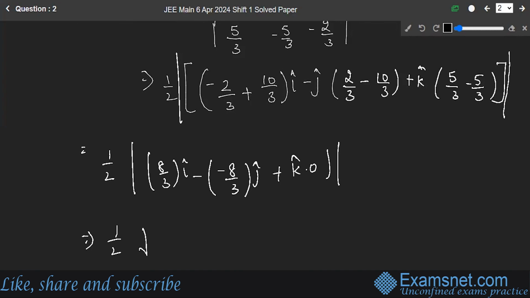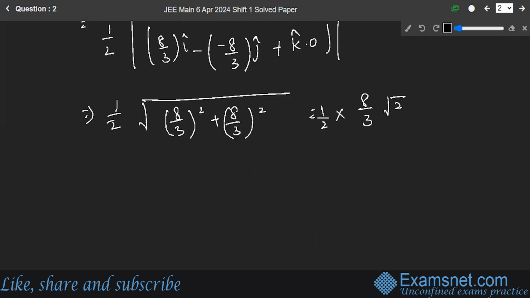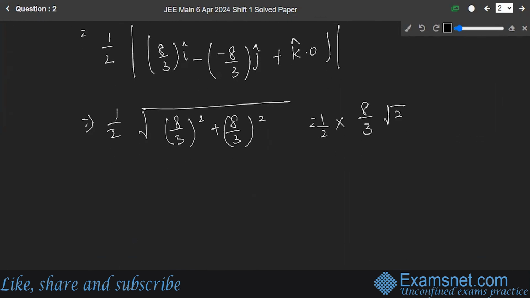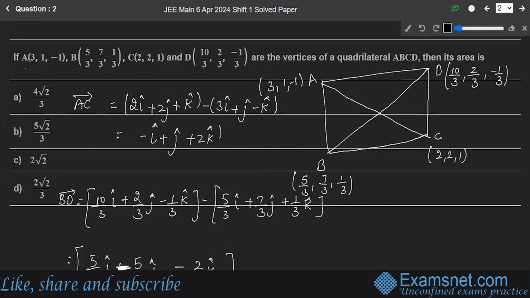This is equal to half of root of 8 upon 3 square plus 8 upon 3 square, which is 8 upon 3 root 2. Half, so it simply cuts 8, right? So this is 4 root 2 upon 3. This is the answer to the question: 4 root 2 upon 3. We have option A as the right answer. Hope you got that. Let's move to the next question then.